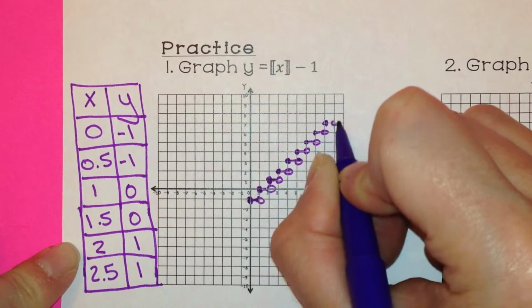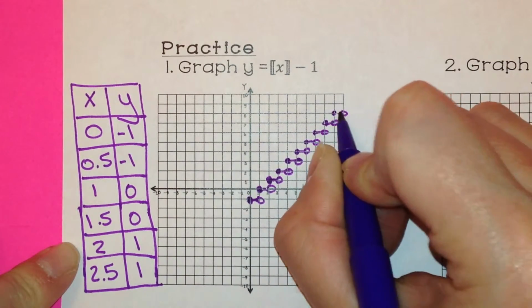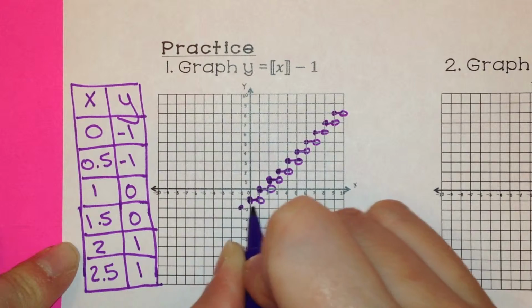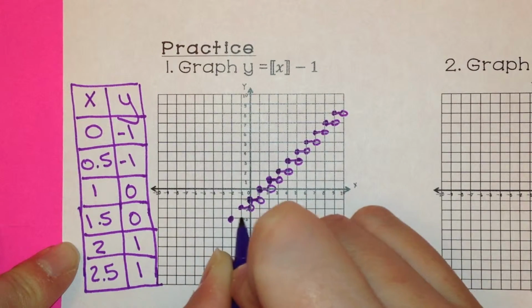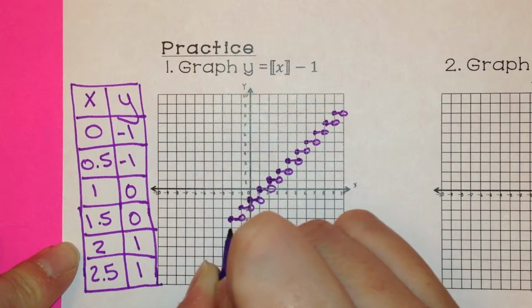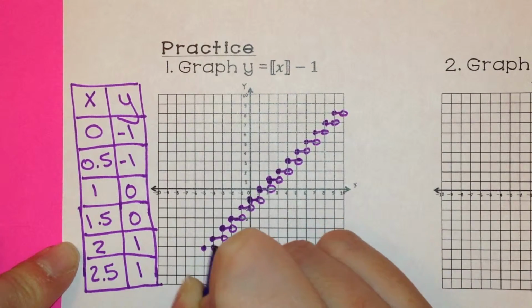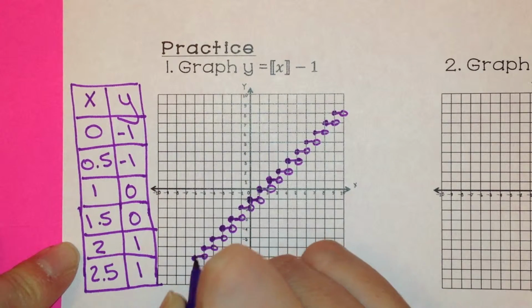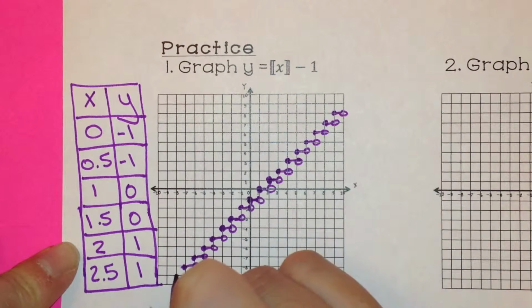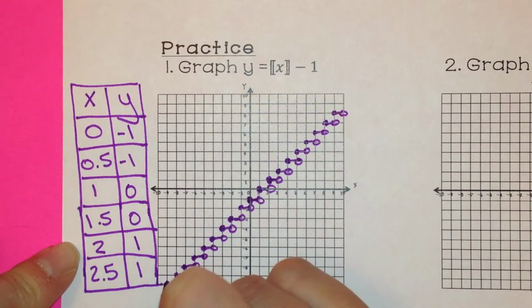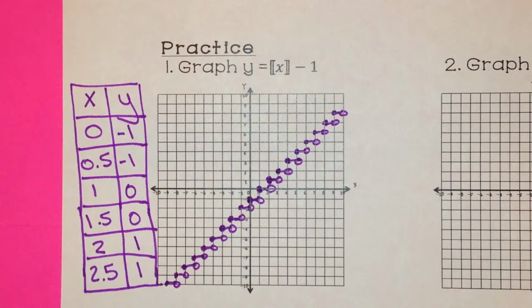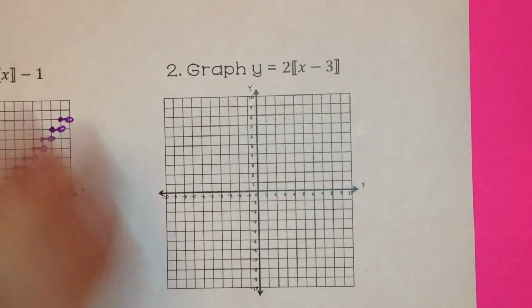Just make sure you can identify which side is the closed circle to represent that it does include that point. It is equal to that value. Open circle does not include that point, so it's not equal to that value. Almost done. All right, and the other one, last one.